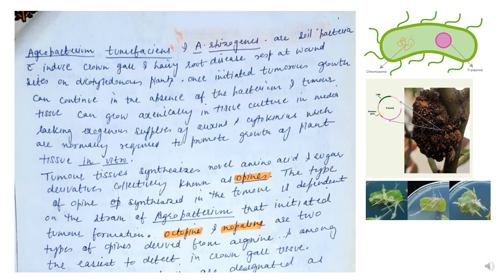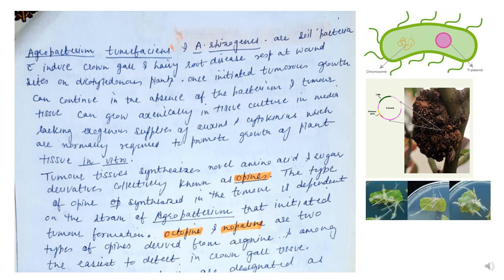Once they infect the plant and these tumors are formed, these tumors can grow and continue in the absence of this bacterium, on tissue culture media or in nature also. These tumors are formed because the DNA of the Agrobacterium gets integrated into the host plant and results in the formation of an unlimited supply of auxins and cytokinins, which results in tumor.